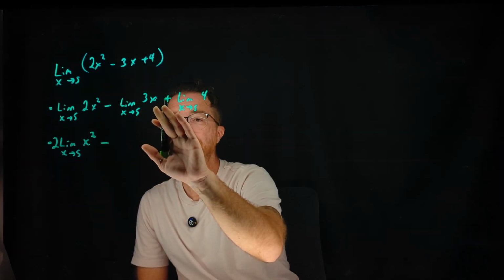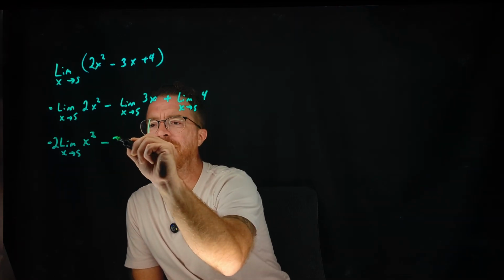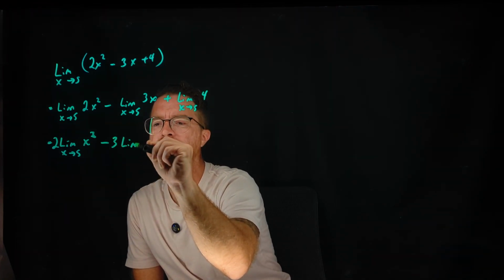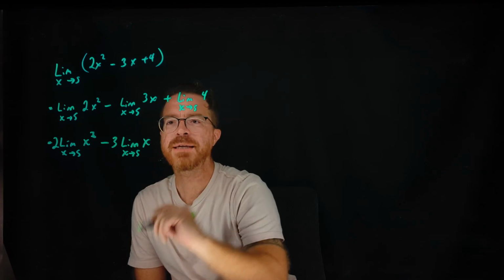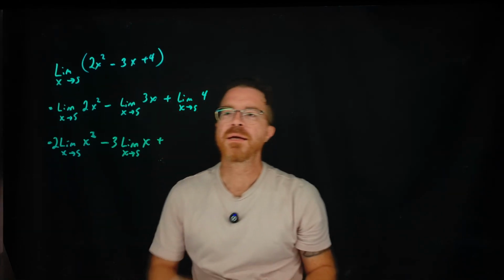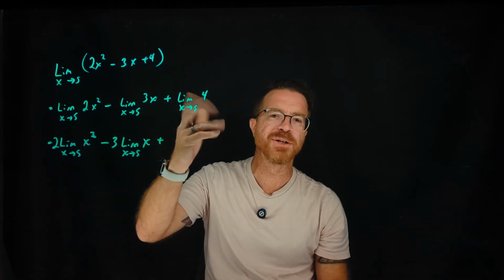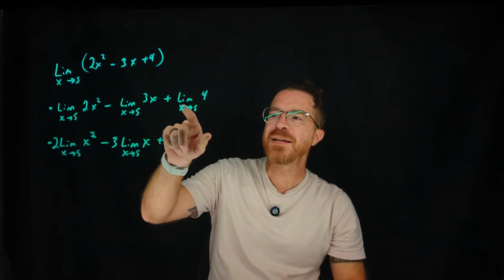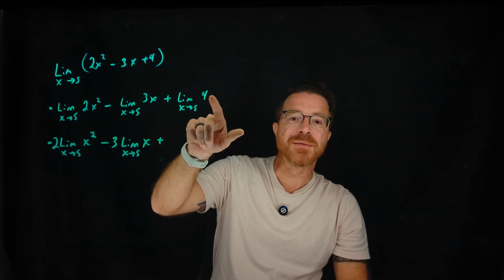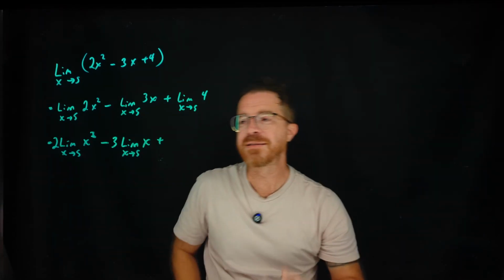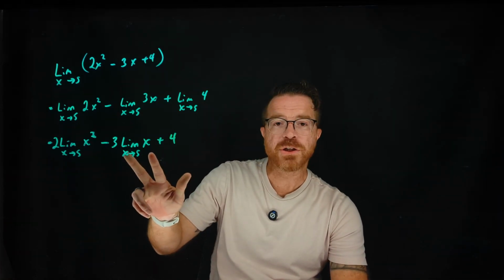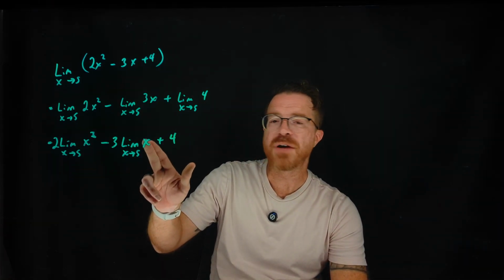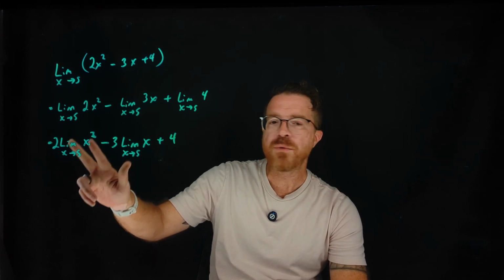Minus, again, I have a constant, so I'm going to pull that constant out, 3 times the limit as x approaches 5, x, and then plus, I can actually just evaluate this one now, and I'm going to do it to save myself from writing. The limit as x approaches 5 on some constant is just going to be the constant. So this is going to be plus 4. Now, this one, we're actually good to go. 3 times the limit as x approaches 5 on x. This one, though, we have x squared.